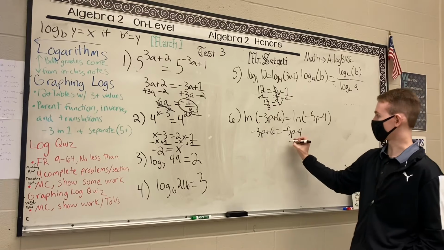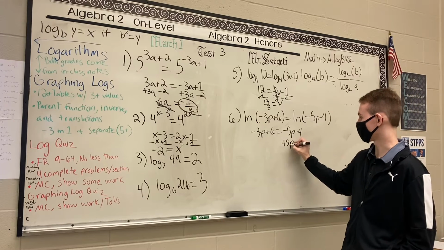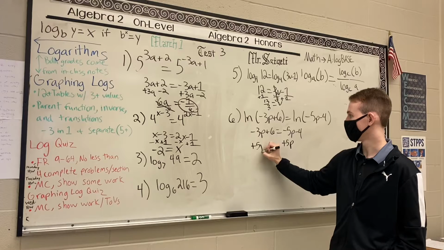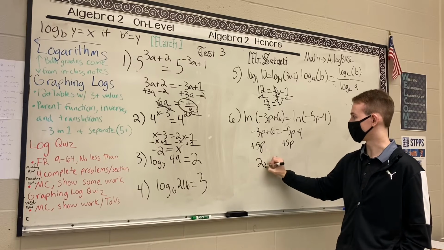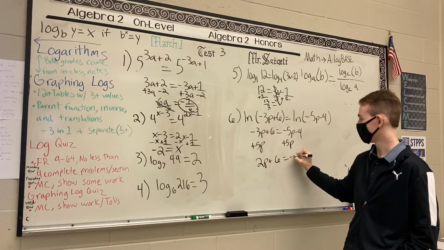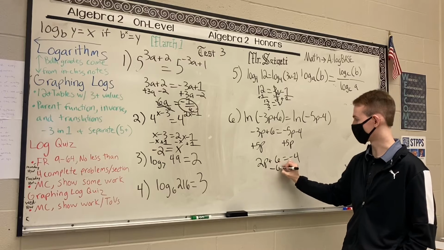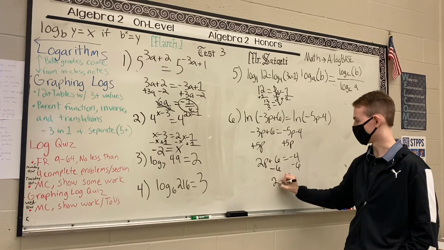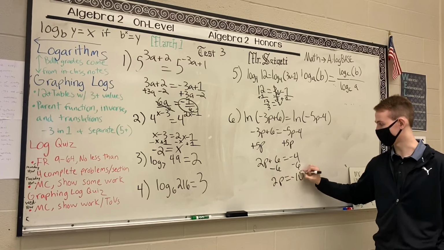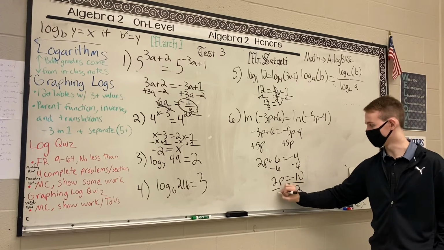This one, I want to make my variable positive at all times that I can. So I add 5p to both sides, and I've got 2p plus 6 is equal to negative 4. I'll take away 6, and then I have 2p is equal to negative 10. Divide by 2.